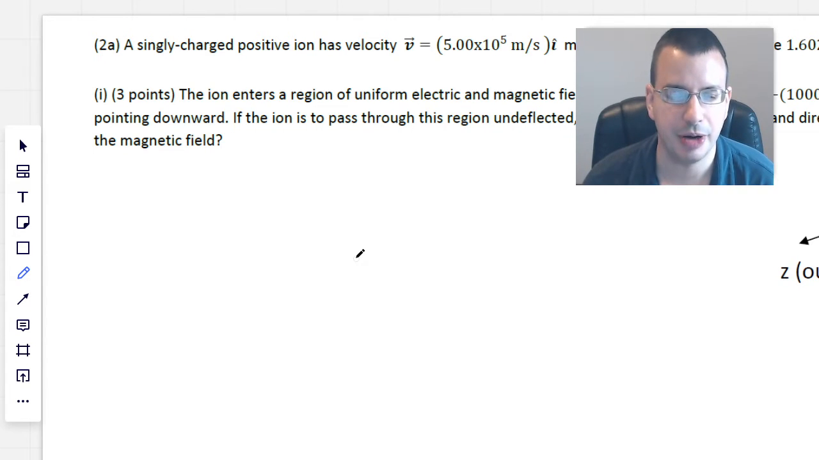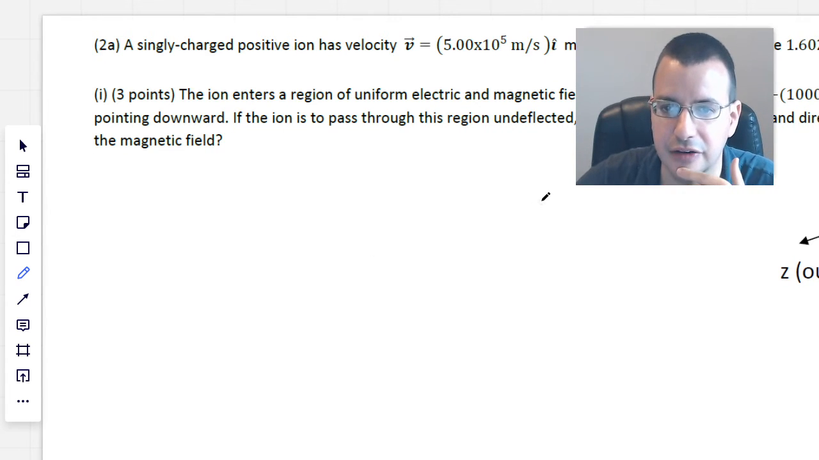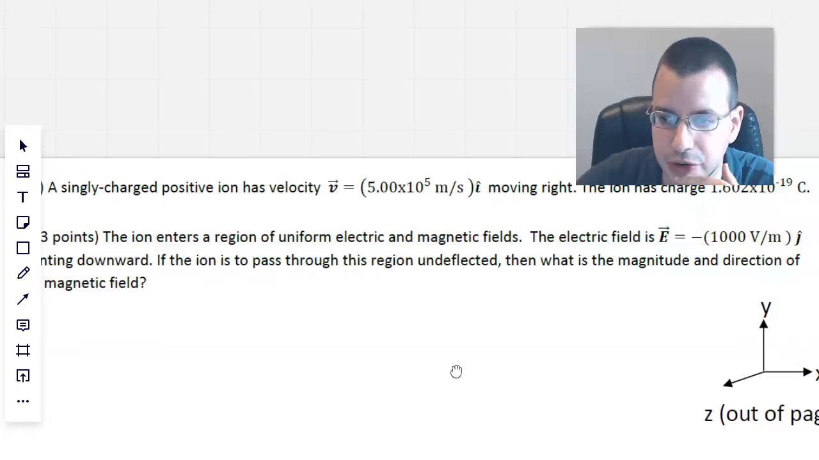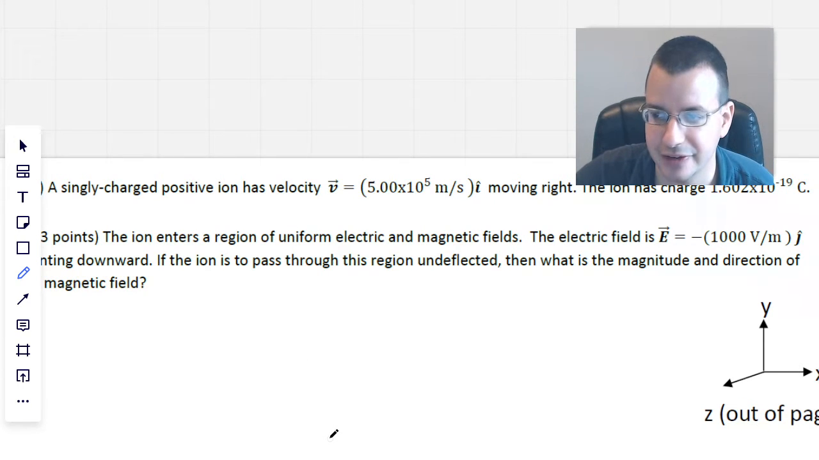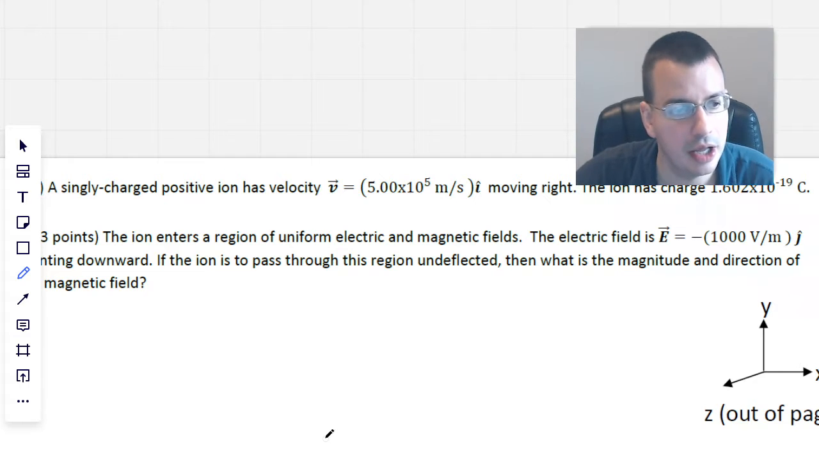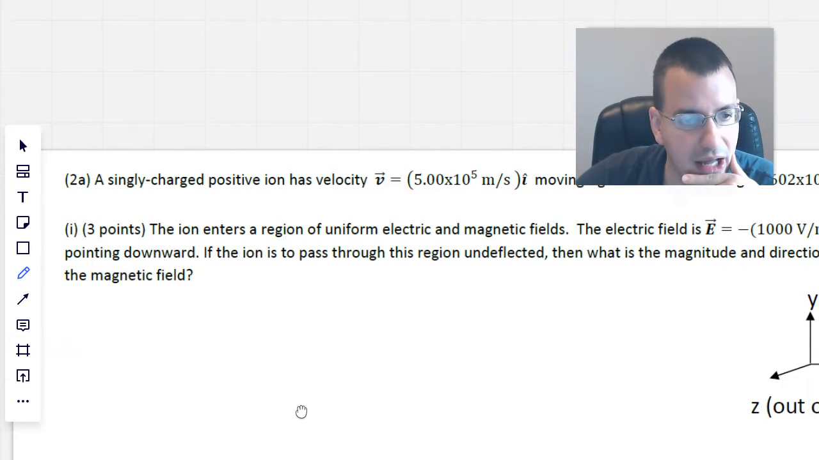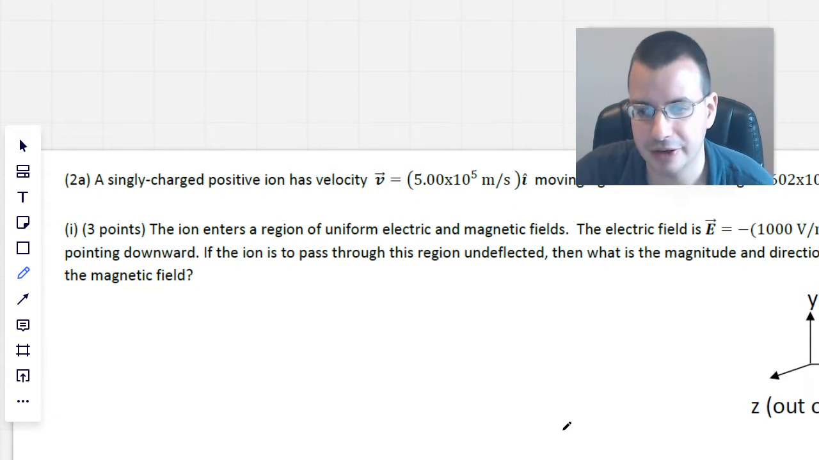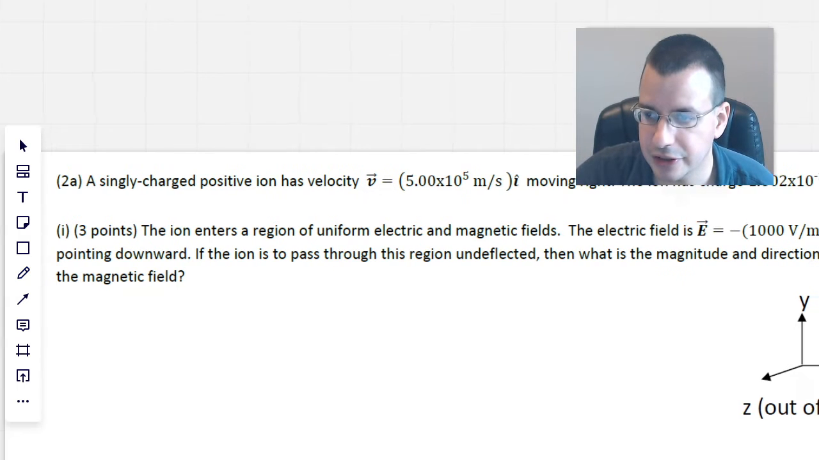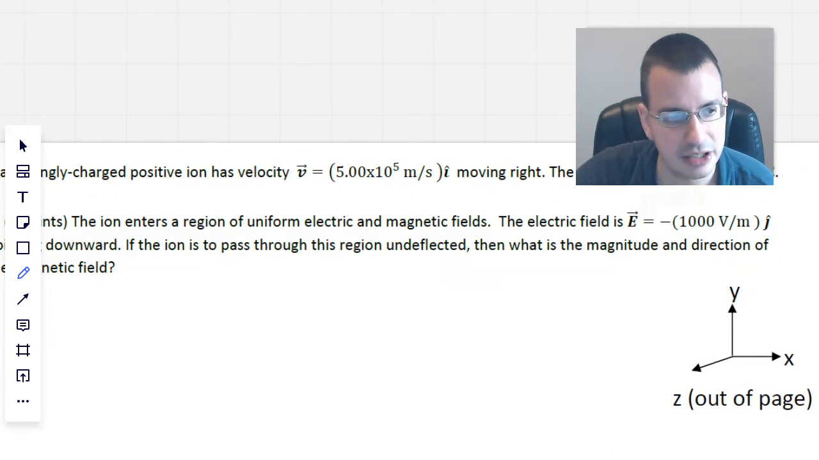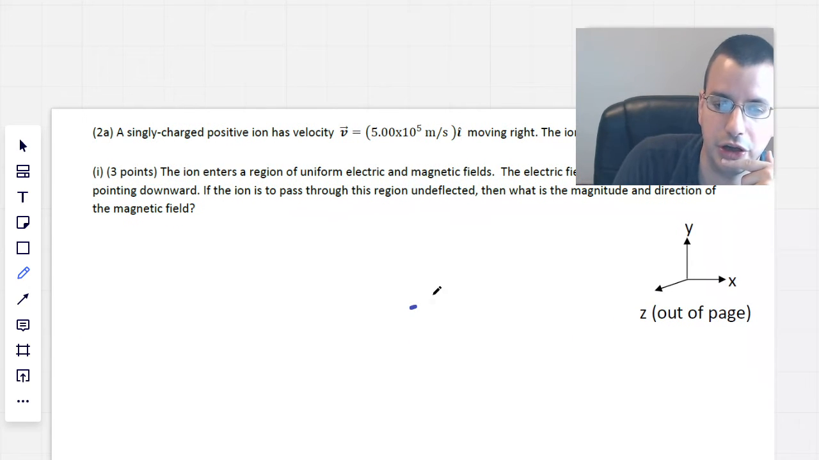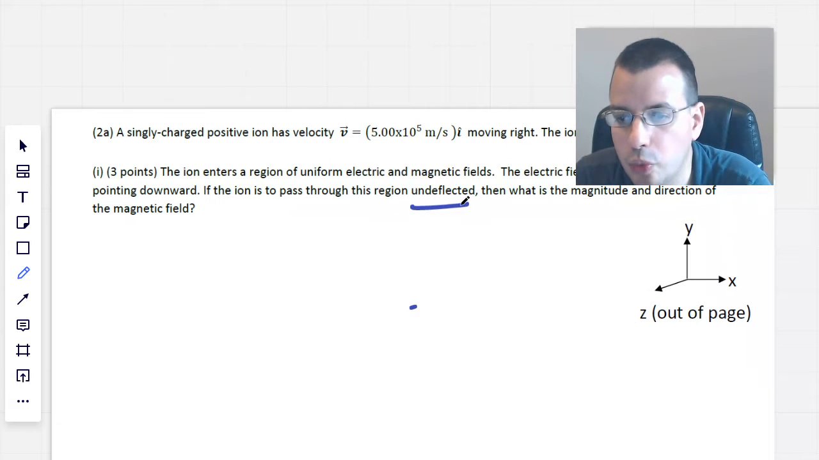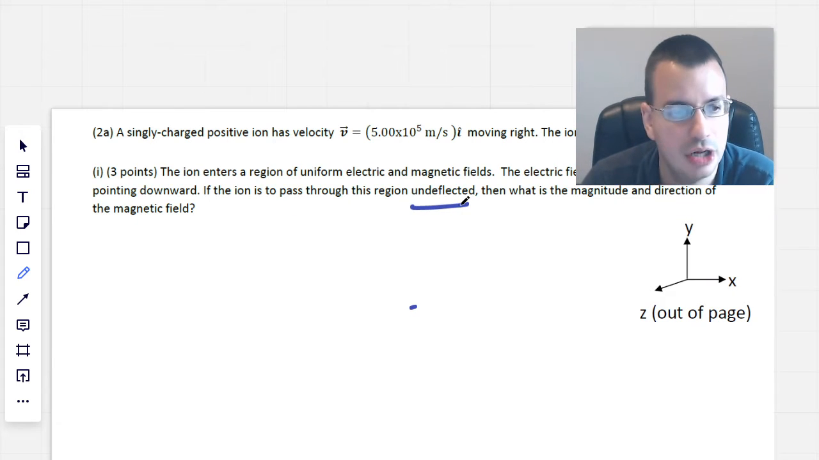A singly charged positive ion has a velocity of 5 times 10 to the 5th meters per second, moving to the right. The ion has a charge of 1.6 times 10 to the negative 19th coulombs. The ion enters a region of uniform electromagnetic fields. Okay, electric field is this, pointing downwards. If the ion is to pass through this region undeflected, underline that, then what is the magnitude and direction of the magnetic field?